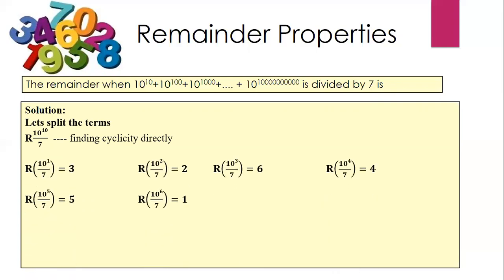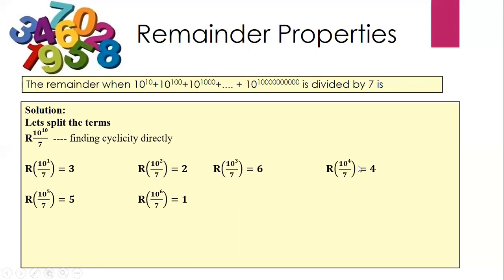10 power 1 when divided by 7, the remainder is 3. 10 square when divided by 7, the remainder is 2. I don't want to find 10 cube, 1000, when divided by 7. Just multiply this 2 by 10. 2 into 10, 20. 20 when divided by 7, the remainder is 6. For the next value, 6 into 10, 60.